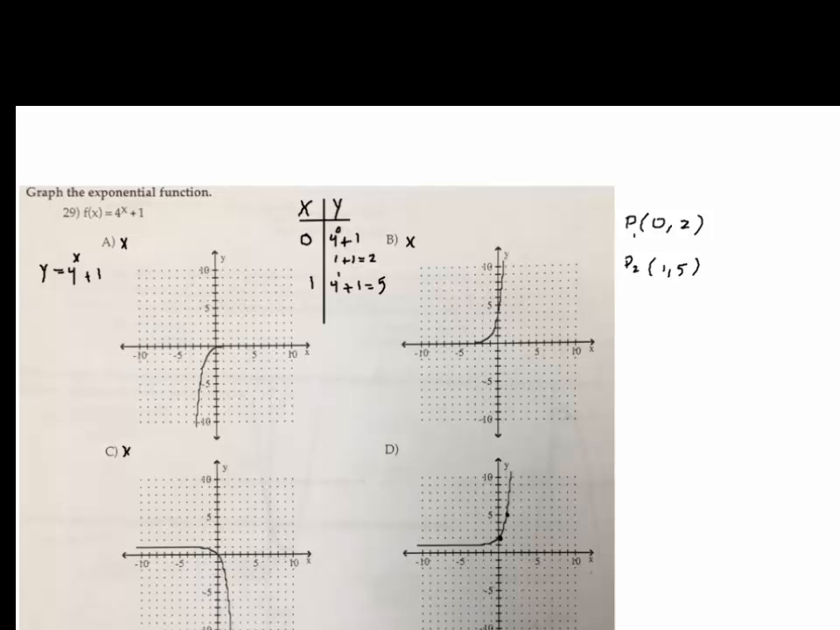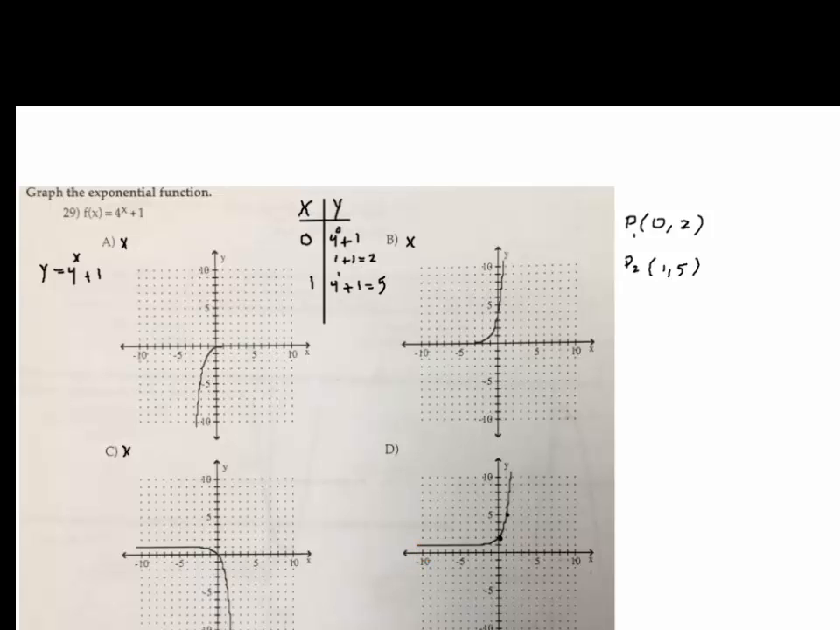As I increase the value of x, that's why I call it exponential. As I increase the value of x, you see how sharply this graph increases? So that's the behavior of an exponential function. And as I decrease the value of x, this graph gets closer and closer to this 0.